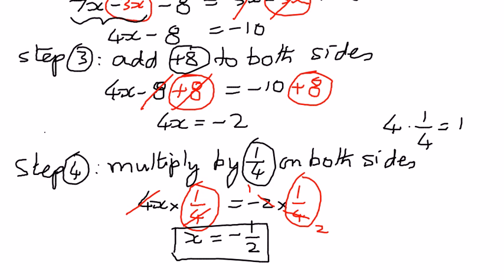Okay. So in my next presentation, we will solve some more linear equations of the form ax plus b is equal to cx plus d using the distribution rule, the addition subtraction rule, and the multiplication division rule.